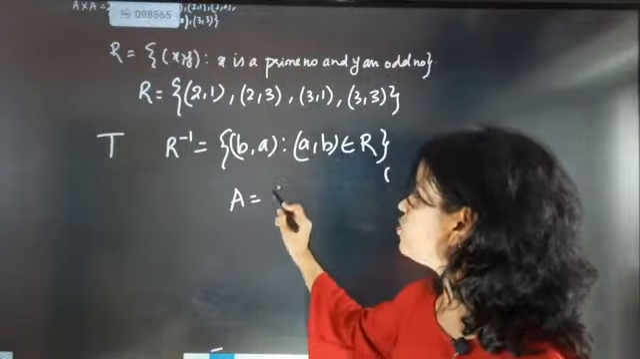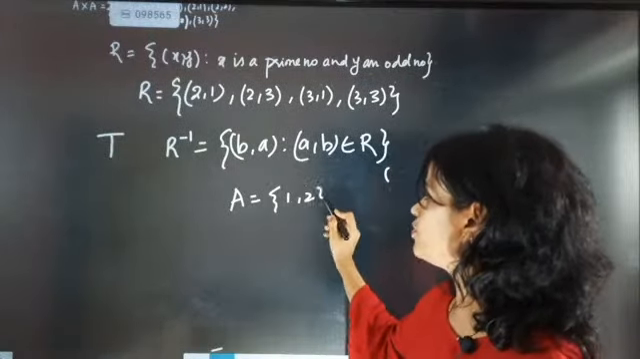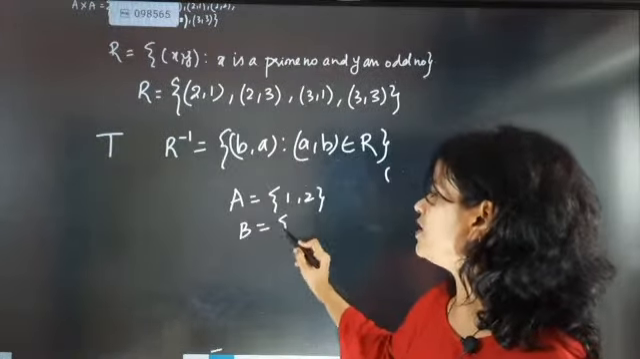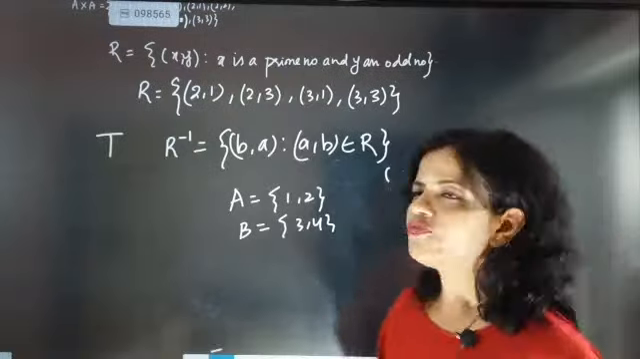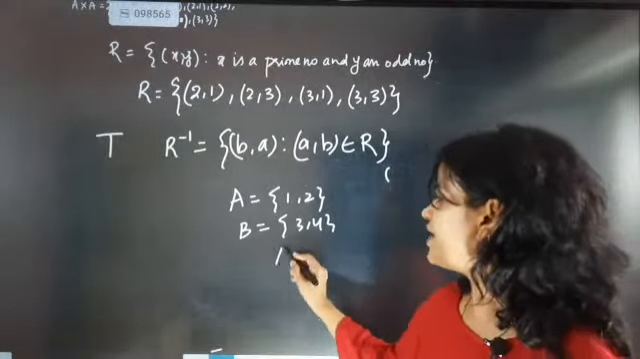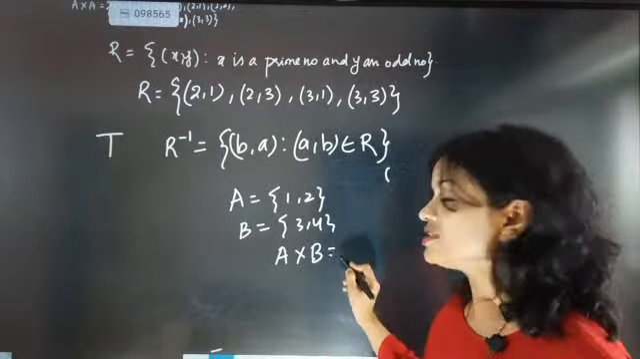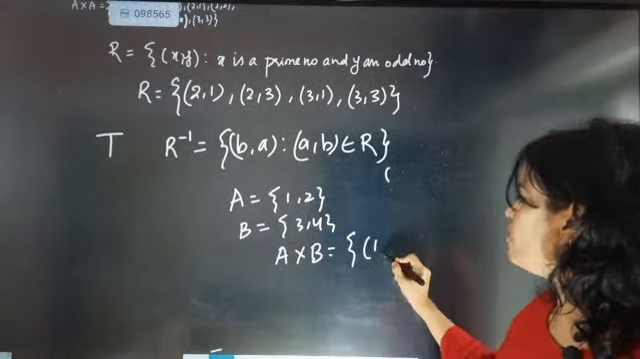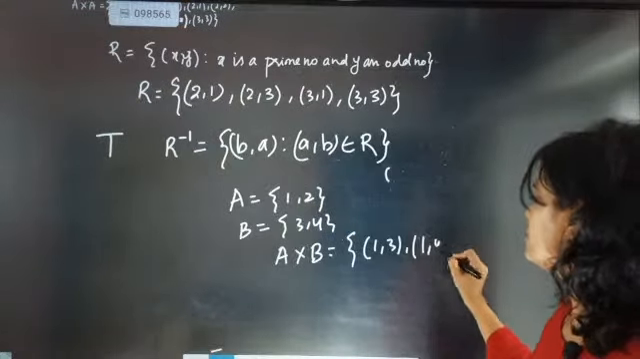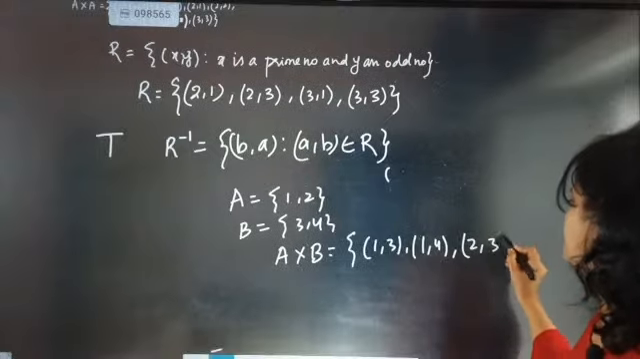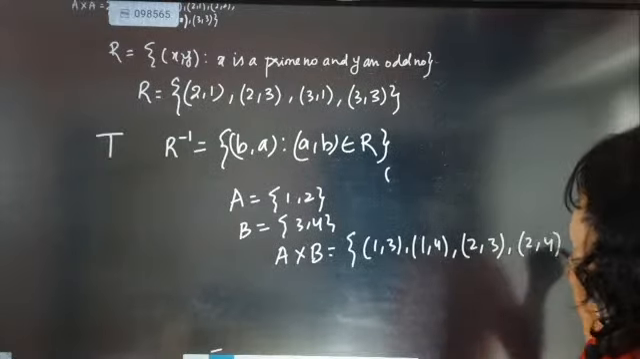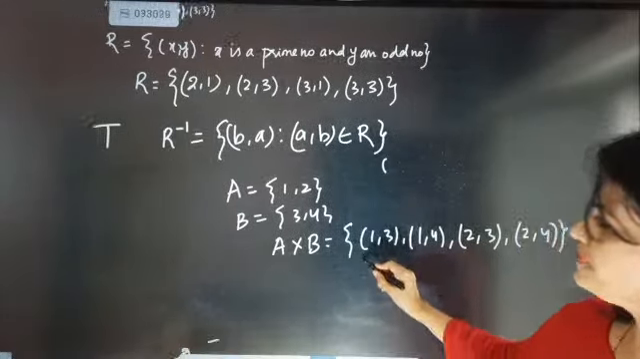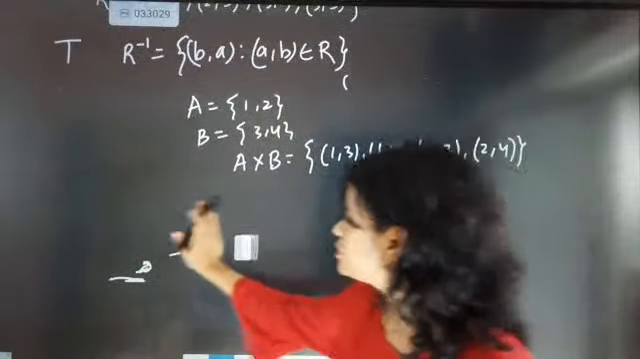Write A equal to the set 1 comma 2 and B equal to 3 comma 4. Okay. Now first we are going to find A cross B. Just trust me, see this example very nicely. Now it will become 1 3, 1 4, 2 3, 2 4.